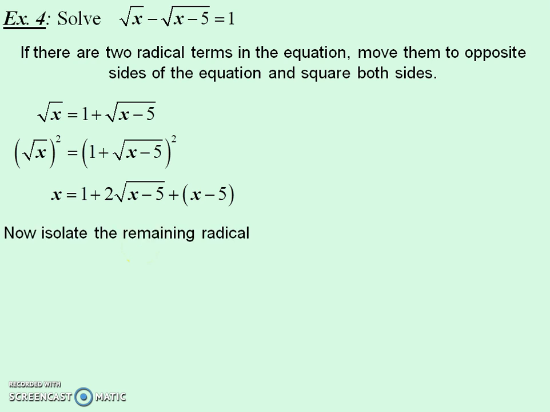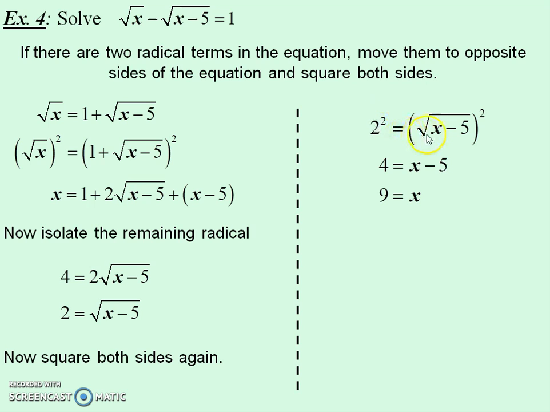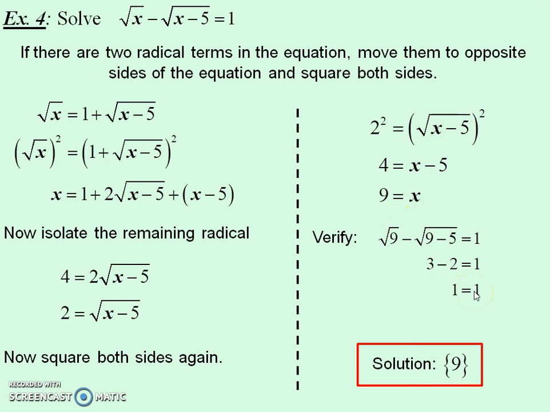I still have this radical term. I can now isolate this remaining radical, and it's kind of like the steps that we did in the previous examples. So I bring this, this, and this all to the other side. I'm left with this radical term. I divided both sides by 2 because it divides nicely. And now I'll square both sides again. So when I square both sides here, I'll get 2 squared on one side. And on this side, my radical and my squared cancel. And I get x is 9. When I verify that, plug it back in, I get something that does work, it's true, so my solution is just x is 9.